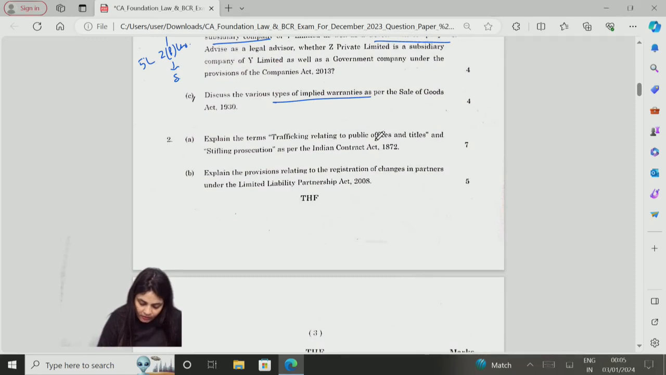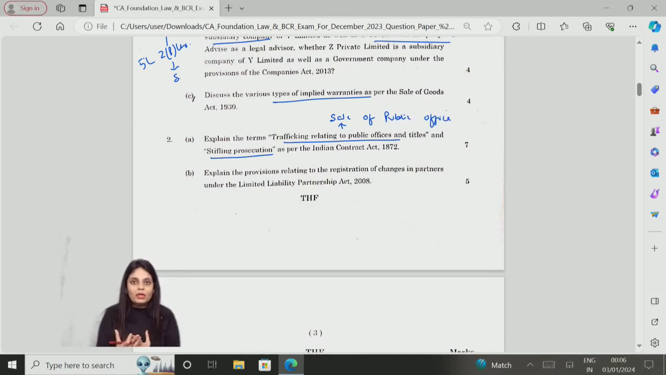Explain the terms trafficking relating to public offices and titles and stifling prosecution. So trafficking relating to public offices, this is basically sale of public office. So basically, when you pay money to acquire a public post or a public title, that is trafficking in public offices, and that is considered as against public policy and hence it's void.